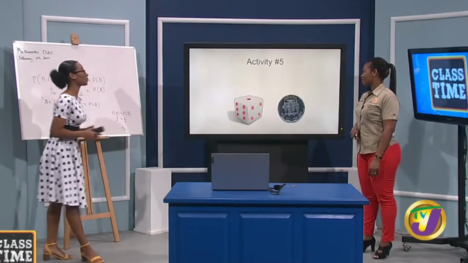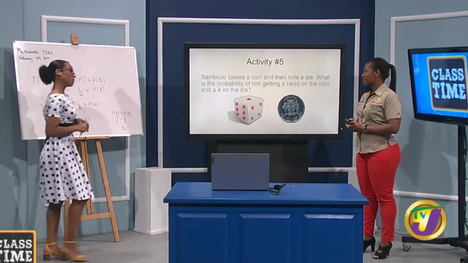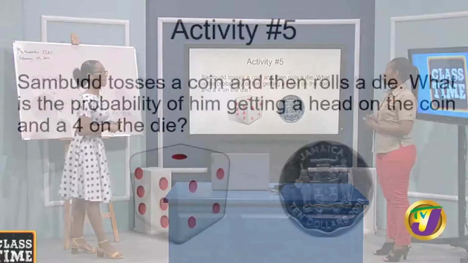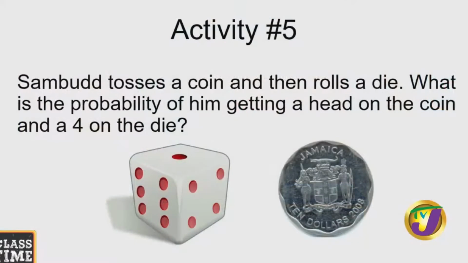Great. Good job. All right, activity 5. Sambud tosses a coin and then rolls a die. Why would he do that? What is the probability of him getting a head on the coin and a 4 on the die? Here he's telling you why he would do that, because he wants to know the probability of getting a head on the coin and a 4 on the die.